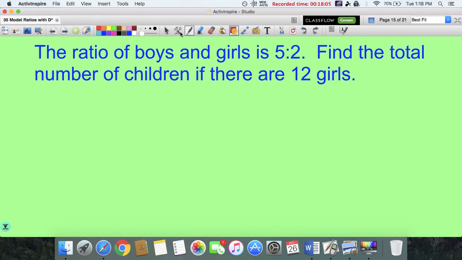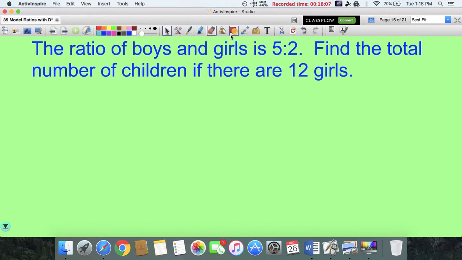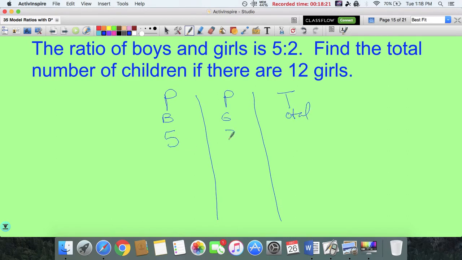We're back to this because you'll have a handout that also deals with this. So boys or girls, and again, start getting used to maybe setting it like this. Part of the boys, girls, this is my total. 5 to 2, when there's 5 boys, 2 girls, it'll give me a set total of 7 people.